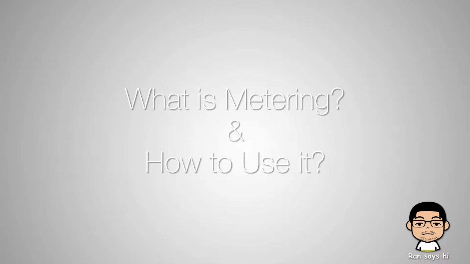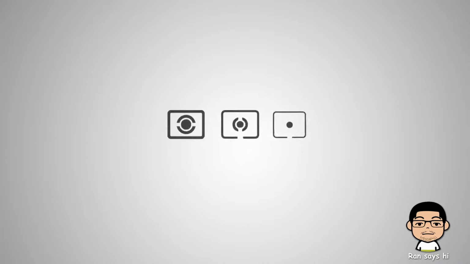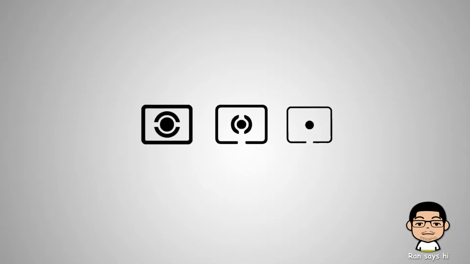Today we're going to talk about what is metering and how to use it. For most people, you have seen these three kinds of metering on the screen of your camera. From the left to the right, it's matrix metering, center weight metering, and spot metering.